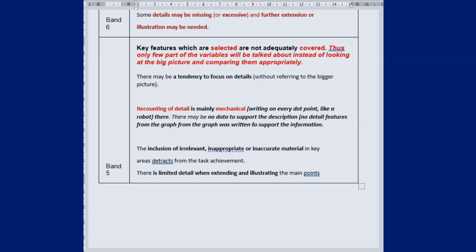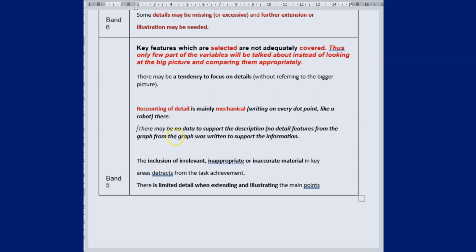There may be no data to support the description sometimes as well, and also there is no detailed reference from the graph to support what was written. So the first point I was talking about was mechanical writing, which you are not supposed to do. If you write the essay in that way, you are getting a band 5. You will not get anything more than a band 5, and it's very important that you look at the bigger picture of it.